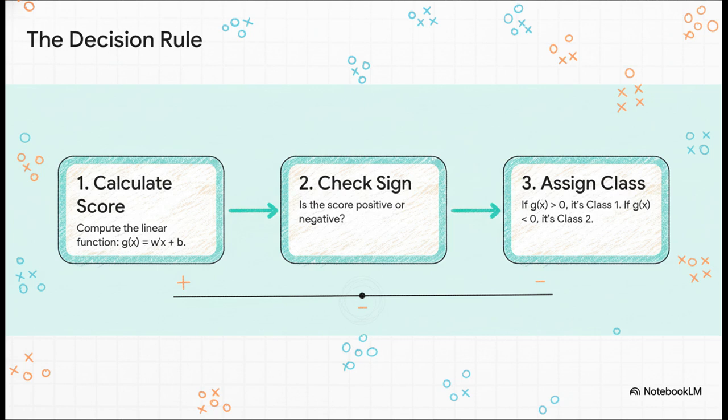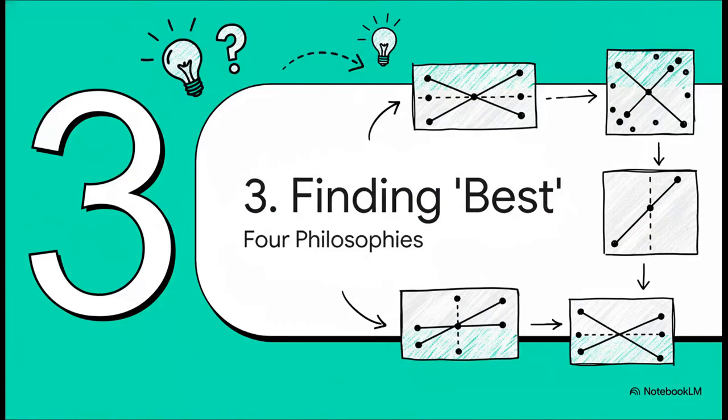And what if the score is exactly 0? Well, that means your data point is sitting right on the line itself. It's really that straightforward. Okay, so you might be thinking, if the formula is always the same, why are there a bunch of different kinds of linear classifiers?